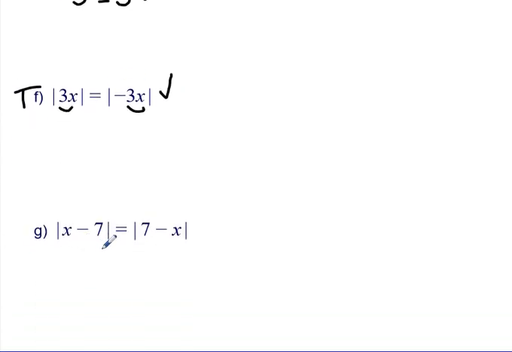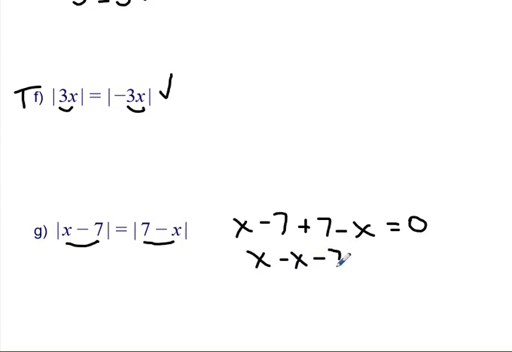We have x minus 7 equals 7 minus x. Well, this one's not as easy to see if these are opposites. So let's test if x minus 7 plus 7 minus x equals 0 to see if they're opposites. So x minus x, negative 7 plus 7. X minus x is 0, negative 7 plus 7 is 0, so 0 equals 0 means they are opposites. So their absolute values must be equal. So G is true as well.